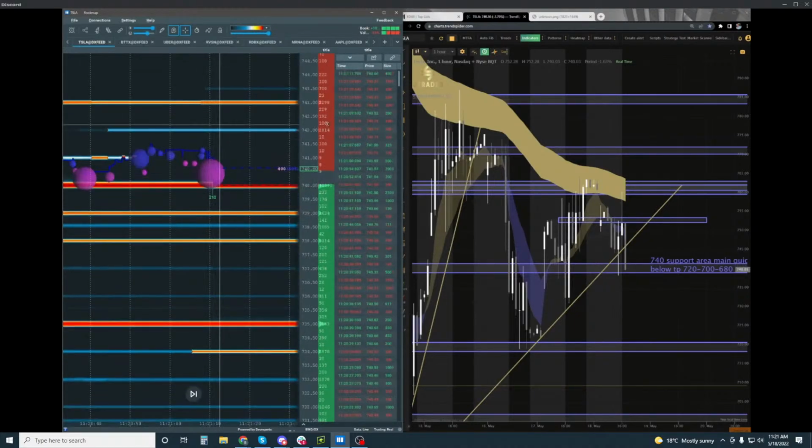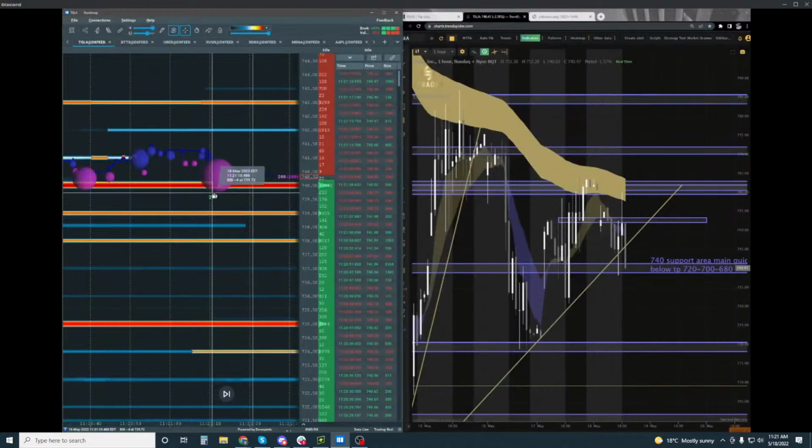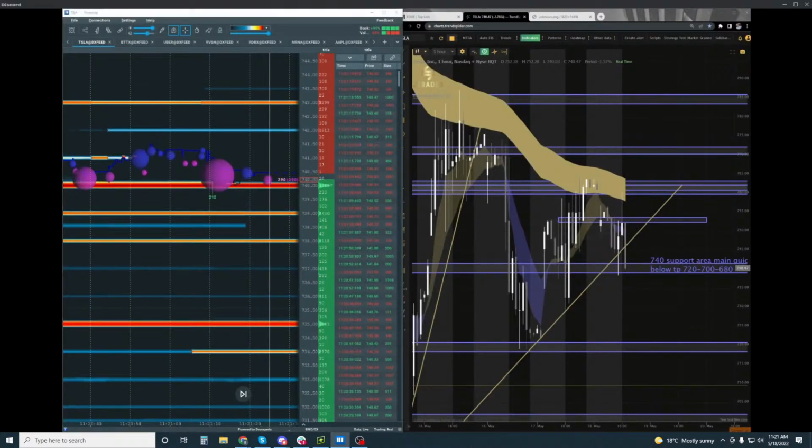Big seller jumped in. Look at that. Big seller jumped in. So we have 3,000, 2005, 2003, 2000. We have a big seller trying to break the 740. Market over here is weak, and until the market will be weak, this will unwind.